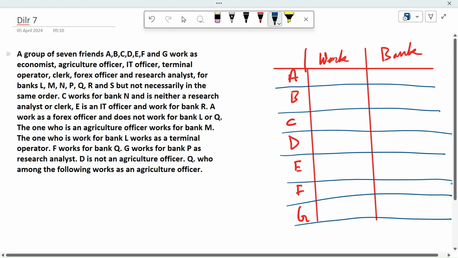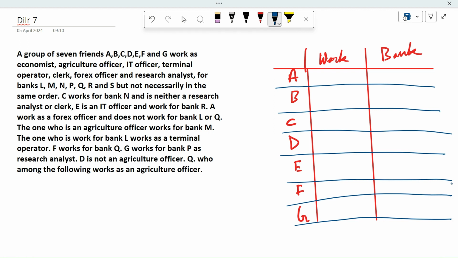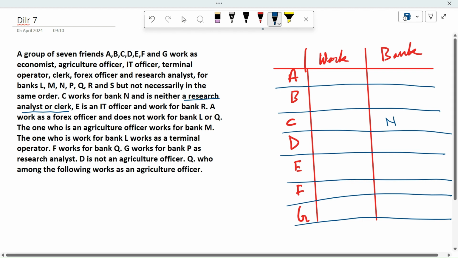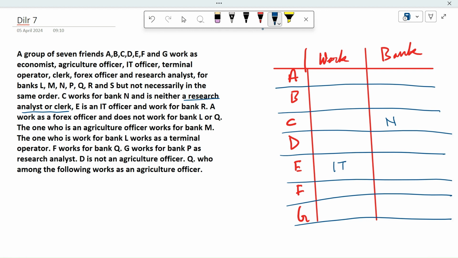So C works for N. C is either a research analyst or a clerk. Okay, so I'm just parking this information right now. E is IT officer. Okay, so E is IT officer and works for bank R.